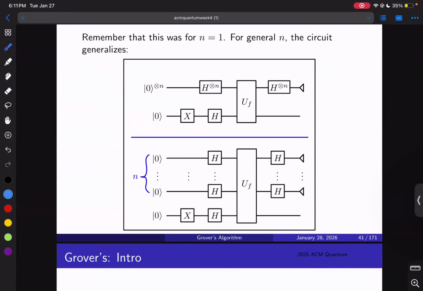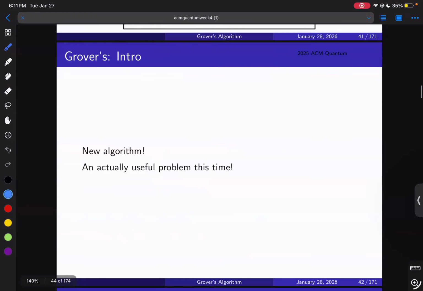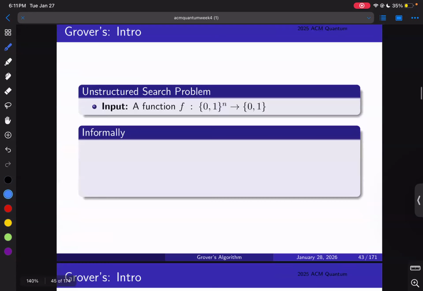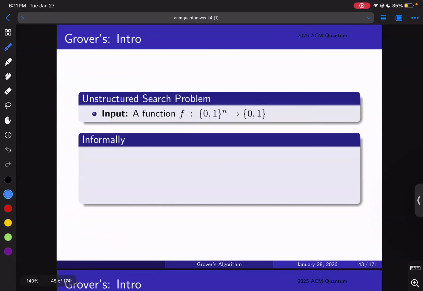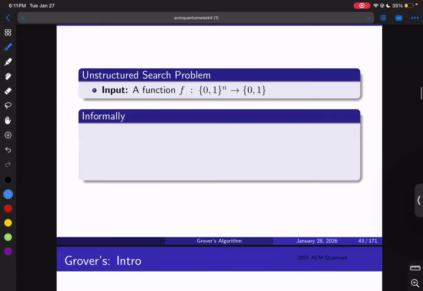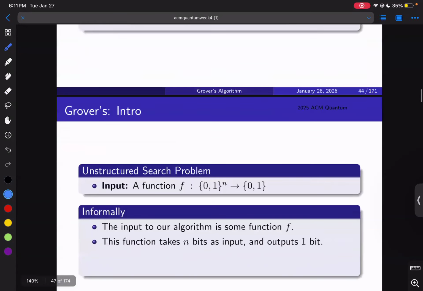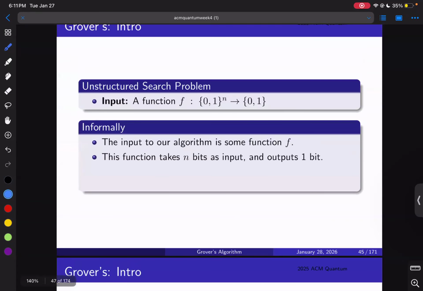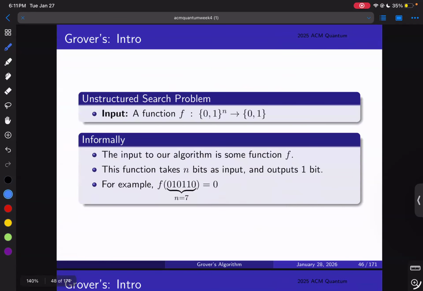Okay. So Grover's algorithm is a more useful problem because Deutsch's is pretty artificial. So let's define the problem. Formally it's called the unstructured search problem. The input is once again a function f that maps from n-bit strings to single bits, the same input as the Deutsch-Jozsa algorithm. So some function f takes n bits as input and outputs 1 bit. Same example: f of this 7-bit string if n equals 7, and it outputs some bit.